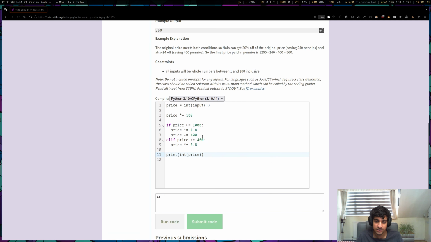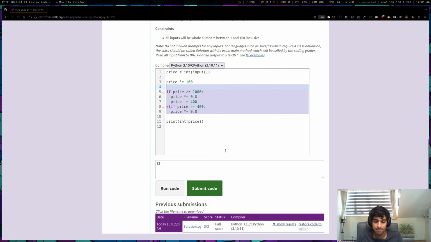And yeah, the key thing to note is that the first if statement catches anything that's £10 or bigger, which means that anything between £4 and £10 is caught by the second statement, because anything that's £10 or above has already been dealt with before. And so that's why this if-elif structure works.